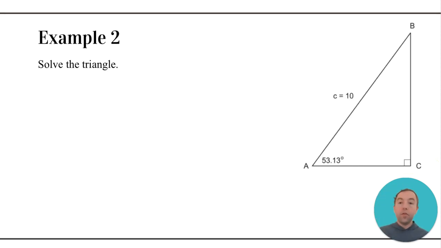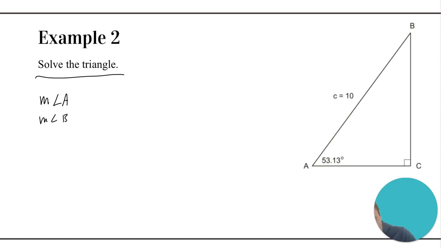So we jump to example 2 now. The instructions we have here are that we're asked to solve the triangle. What that means is we want to find all of the side lengths and all of the angle measures of the triangle. So we actually do have some of the information already.